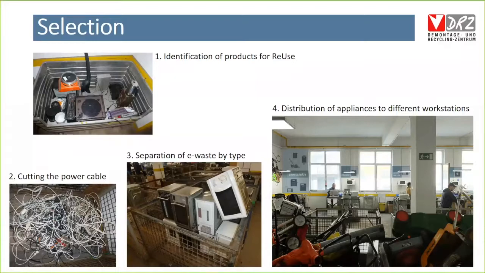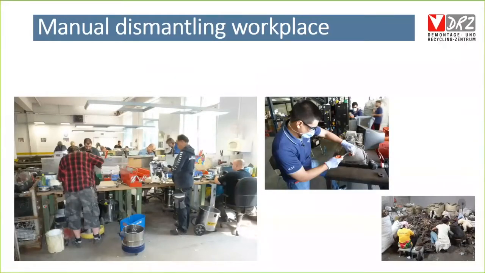As soon as you have done that, we will look into the workplace where the dismantling takes place. You have different kinds of workplaces. The one in the large picture is here at the BRZ in Vienna. On the right-hand side is a workplace in Panama, and then the small picture on the right is in Ghana.